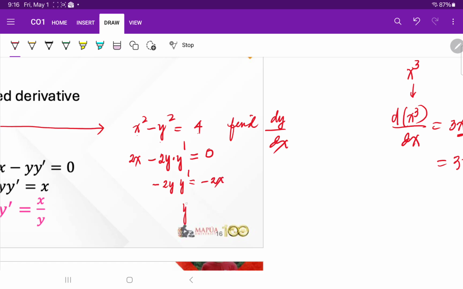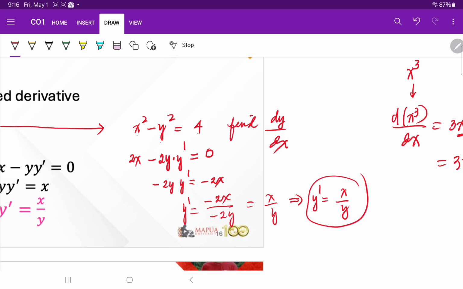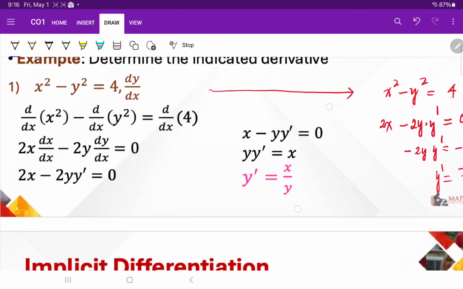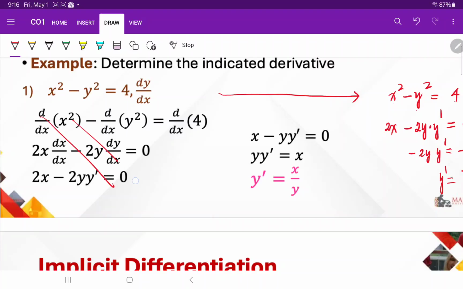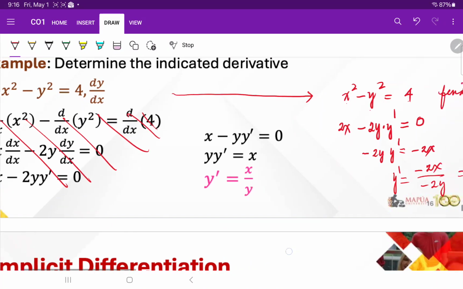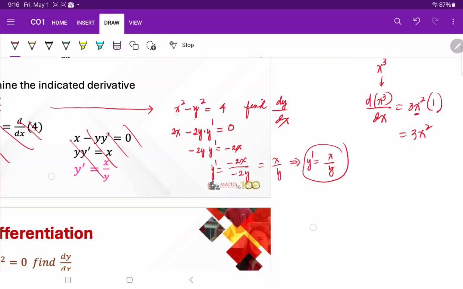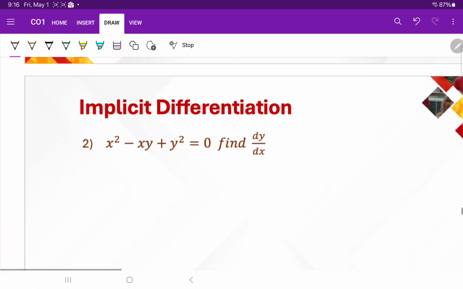How do we solve for y prime? We divide minus 2x by minus 2y. And that gives you x over y. So, which means that our y prime is x over y. Right? So, you get the same answer here. So, you don't just look at this solution. Just look at this one. This is simpler.